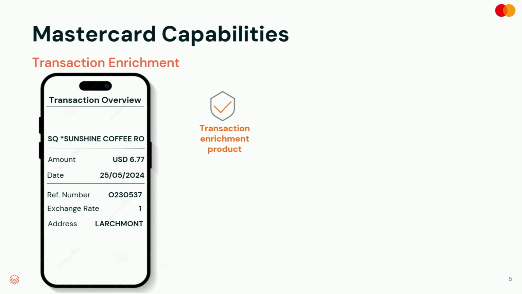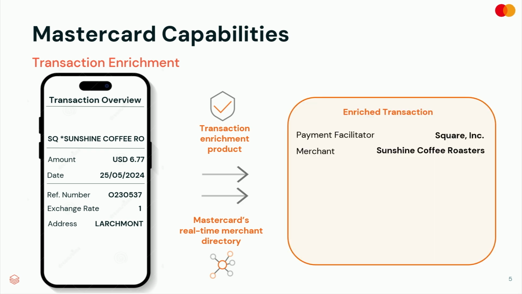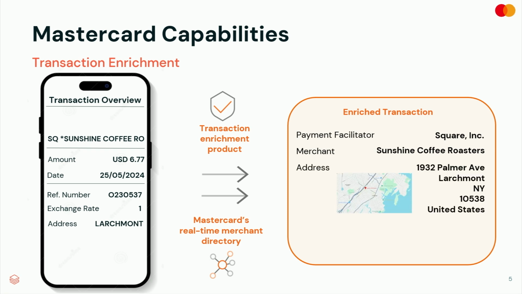Mastercard has a transaction enrichment product that is based on Mastercard's real-time merchant directory that can help you with that and enrich the transaction. So what happens is that you send us over these kinds of transactions, and we'll retrieve the complete information about it. In this case, we identified that SQ asterisk is Square, which is a payment facilitator. Sunshine Coffee Row is actually a merchant whose complete name is Sunshine Coffee Roasters. Then we retrieve the complete address as well, and contact information, latitude, longitude, merchant category, and many more.